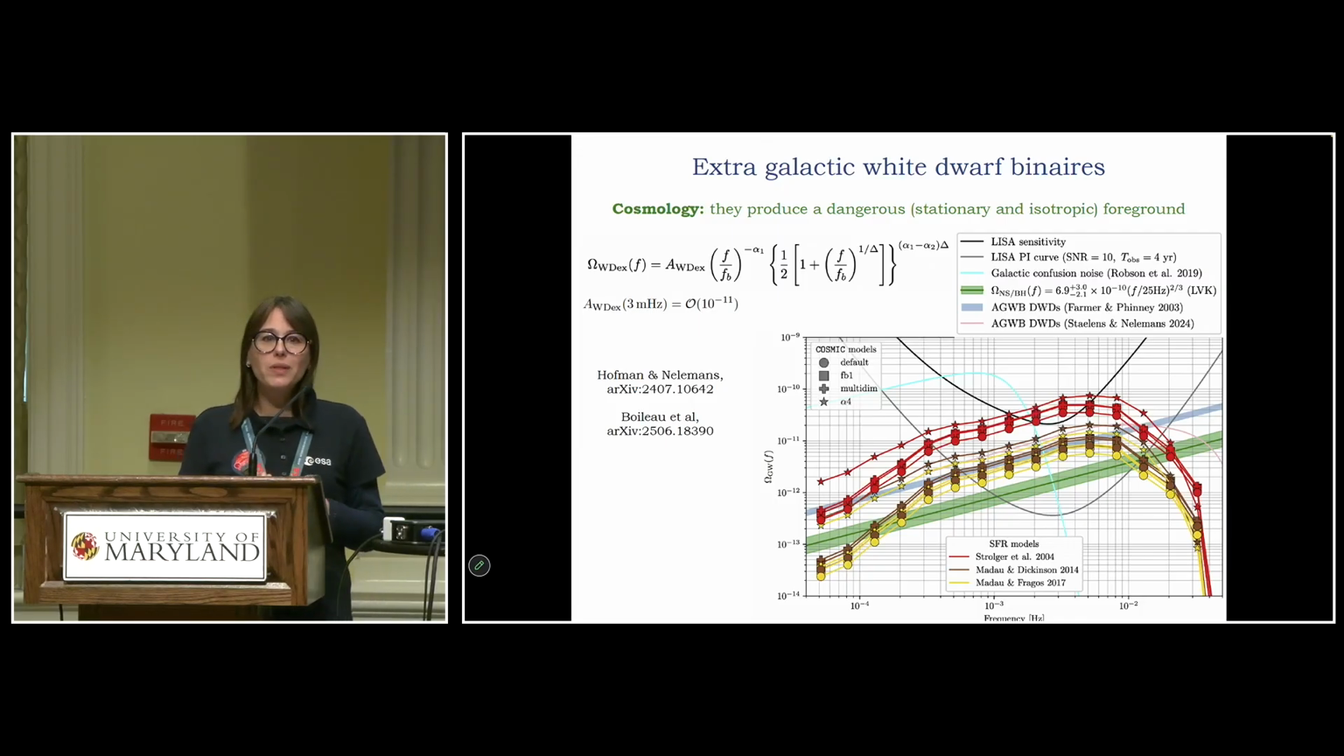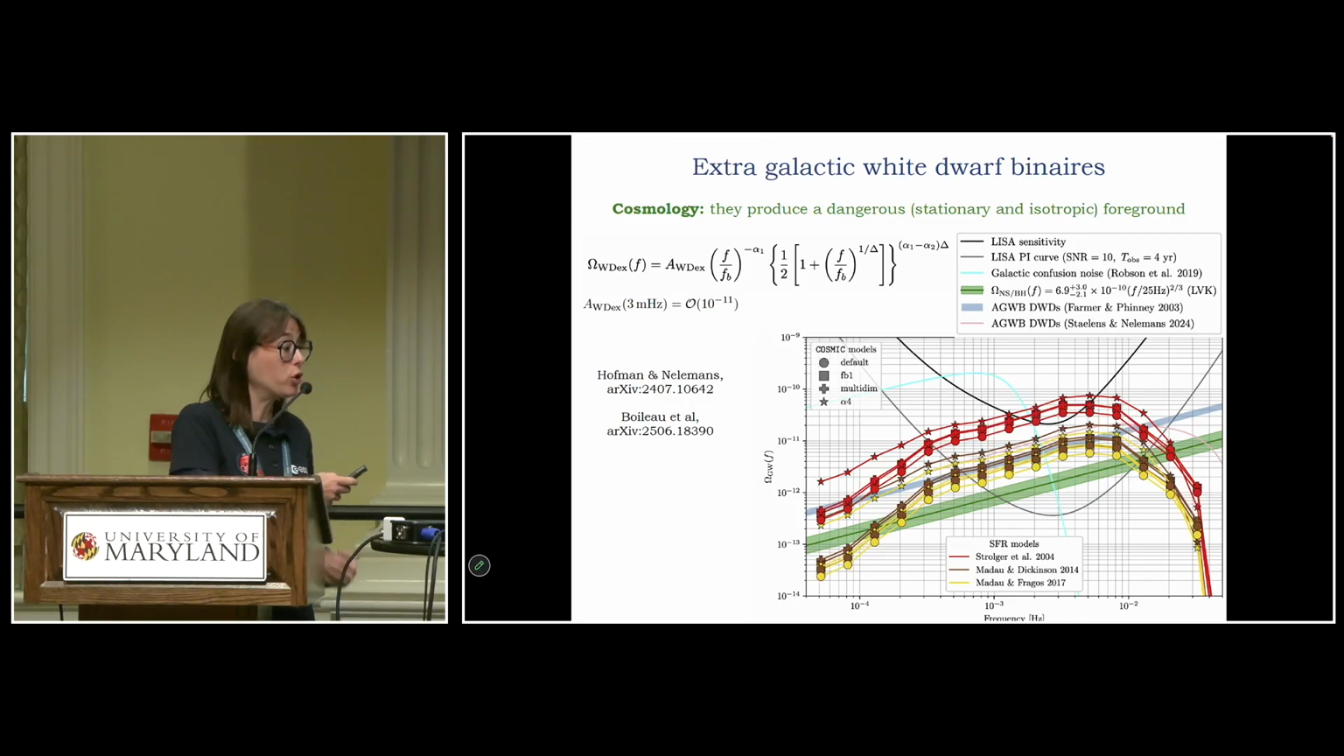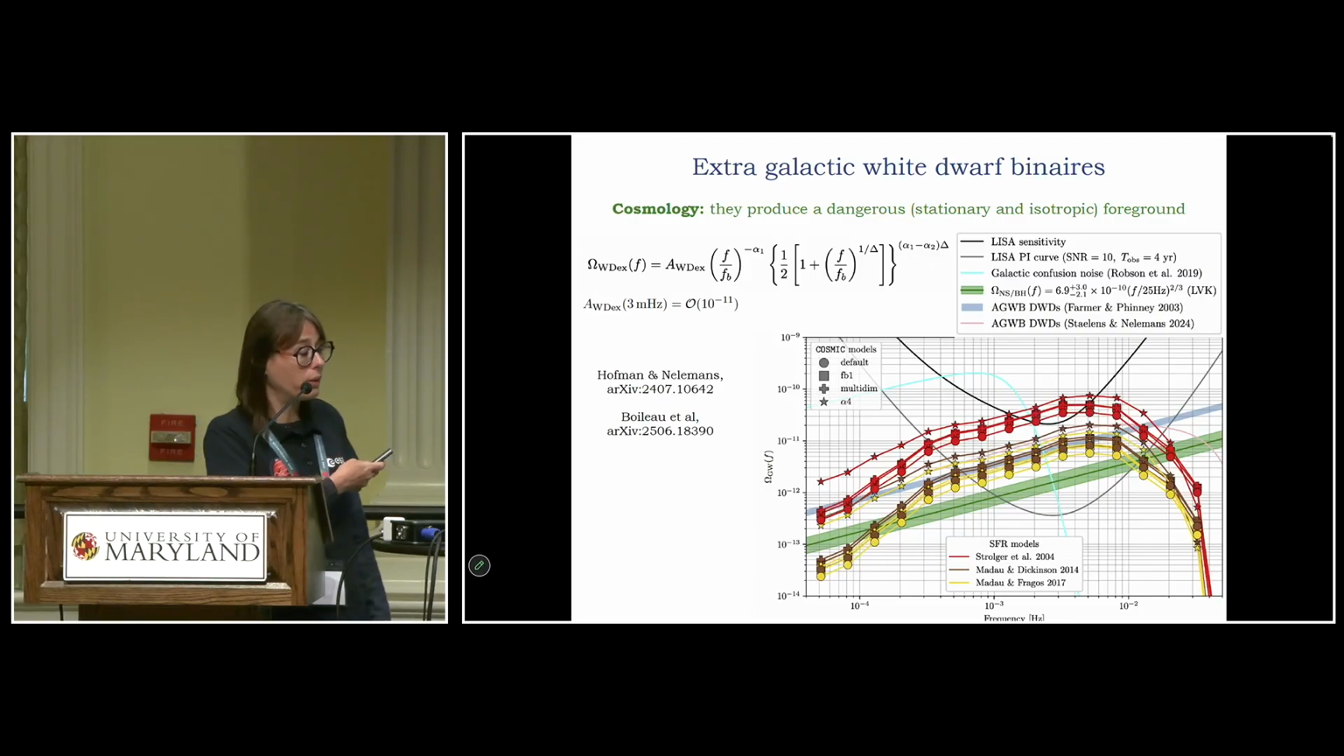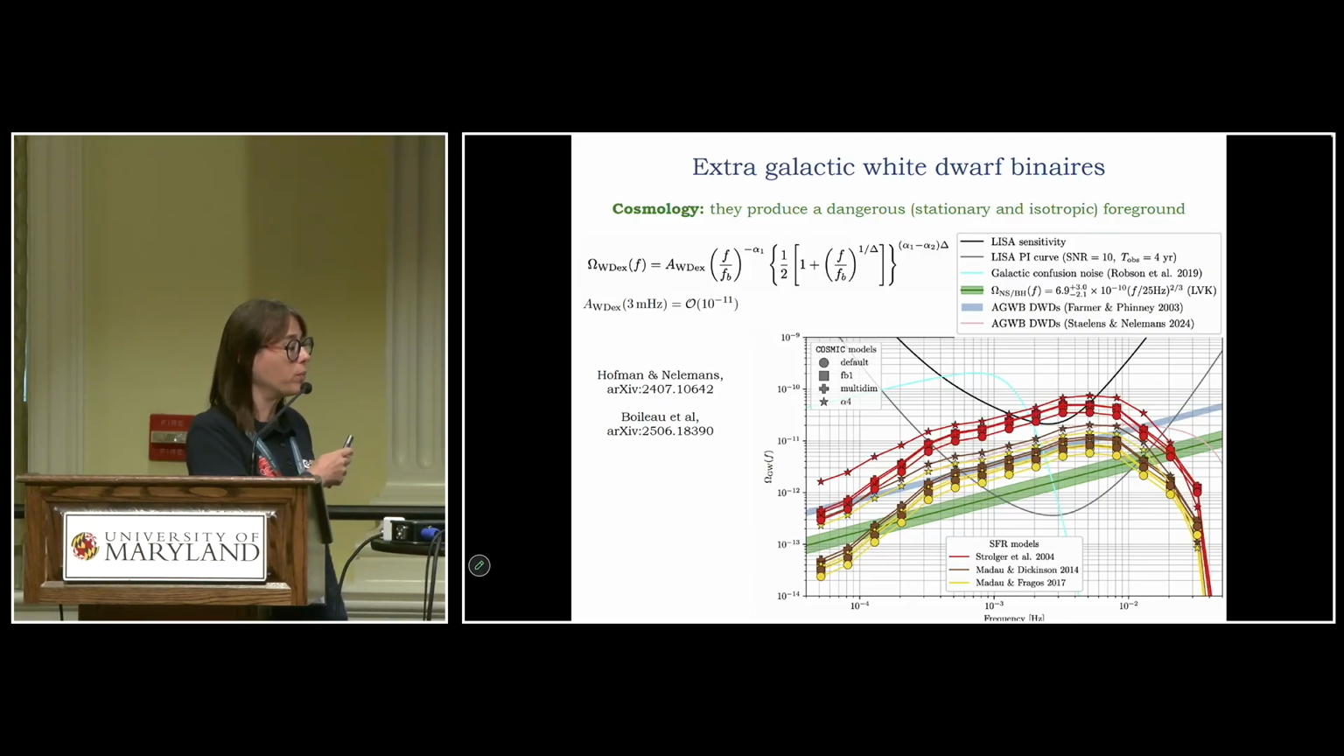Okay, another source that I want to discuss here, which is not in that cartoon that I showed at the beginning from the Red Book, because this source has been revisited lately, are extragalactic white dwarf binaries. So these are important for cosmology indeed, because apparently, since we don't know yet very well about the EMRI rate, they constitute the most dangerous foreground that we can have for cosmology. It is, obviously, a stationary and isotropic foreground because these are extragalactic white dwarf binaries, and this is what renders it very difficult to tackle when we want to look for a stochastic signal from the early universe.